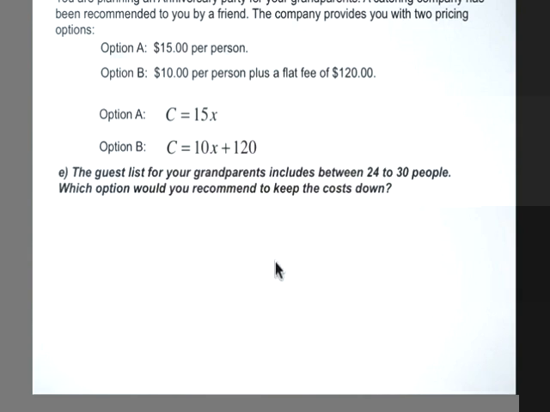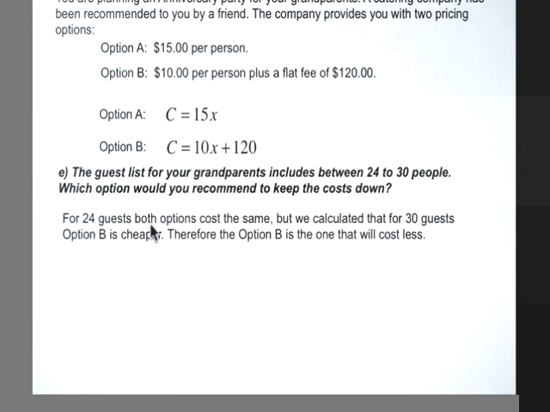The guest list for your grandparents includes between 24 to 30 people. Which option would you recommend to keep costs down? Now, for 24 guests, both options cost the same, but we calculated that for 30 guests, option B is cheaper. Therefore, option B is the one that will cost less because we know that at best we're going to pay the same, because remember 24 was when the costs were identical. If you have more than 24 people, then option B is cheaper. So it would be best to go with option B.